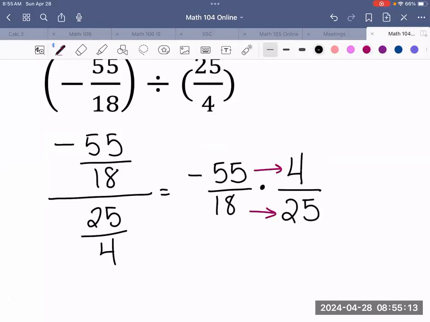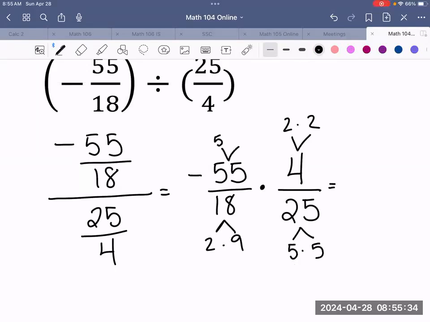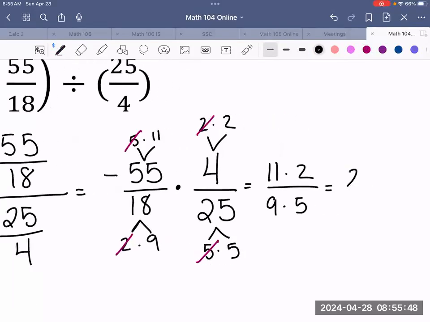Let's say you wanted to multiply straight across. Well, actually, no, good habits. We did talk about it being a little bit easier to reduce at the beginning. So 2 times 2, 2 times 9. We have 5 times 5 and 5 times 11. Canceling out a 2 and a 2, a 5 and a 5, we have 11 times 2 over 9 times 5, which is 22 over 45. And that's actually a negative because of your negative here.